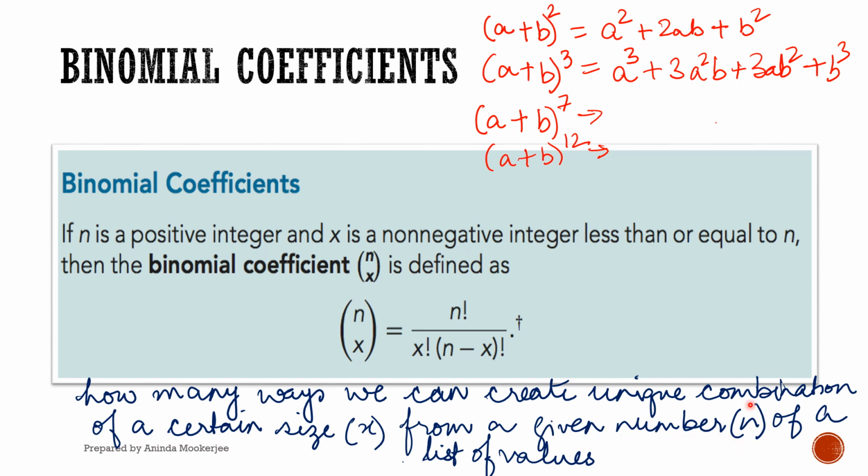and that formula is n factorial divided by x factorial times n minus x factorial. And note this factorial, this exclamation point, is outside the bracket. So first you have to evaluate n minus x and then find the factorial, and then multiply that value by x factorial, and then perform this division to get it. It'll tell us how many ways we can create unique combinations of size x from n number of values.